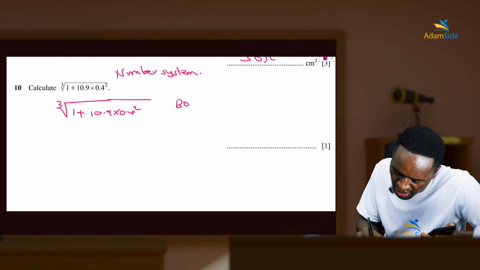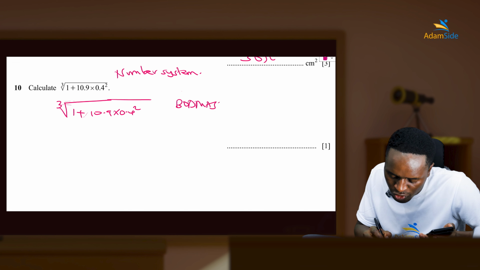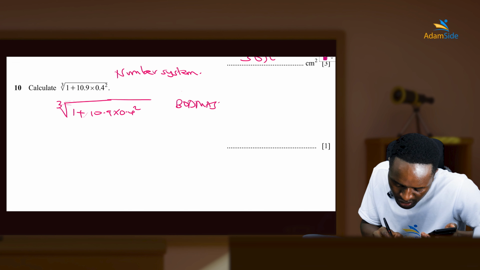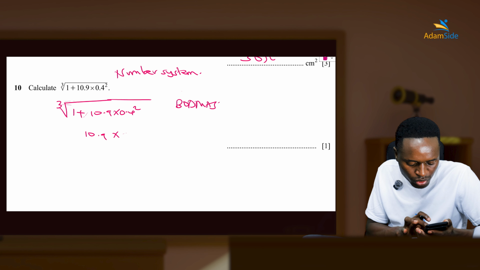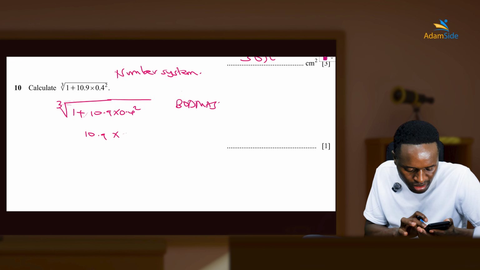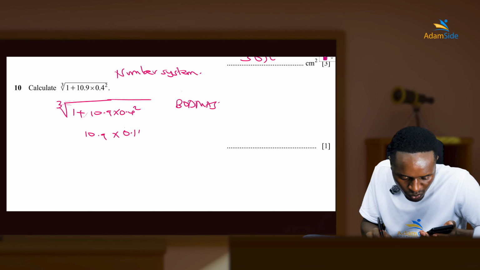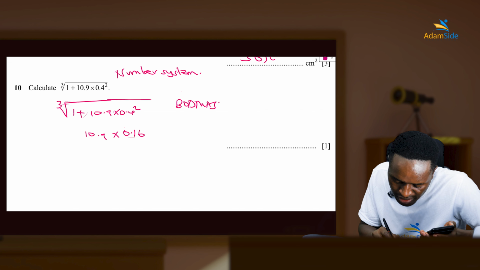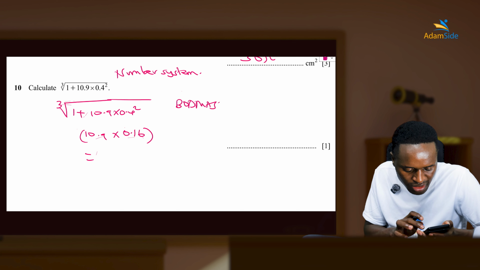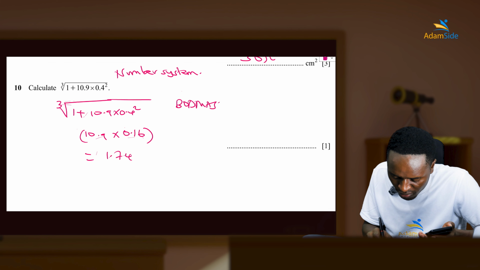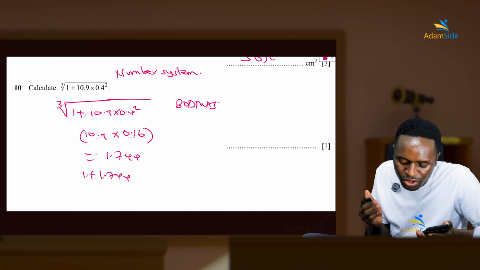We have to start with exponent first. So we have 10.9 times 0.4 squared. What's 0.4 squared? It is 0.16. After getting this, multiplication first before addition. So 10.9 times the answer, what do you get? You get 1.744. Then you say 1 plus 1.744, or you can as well use calculator directly.